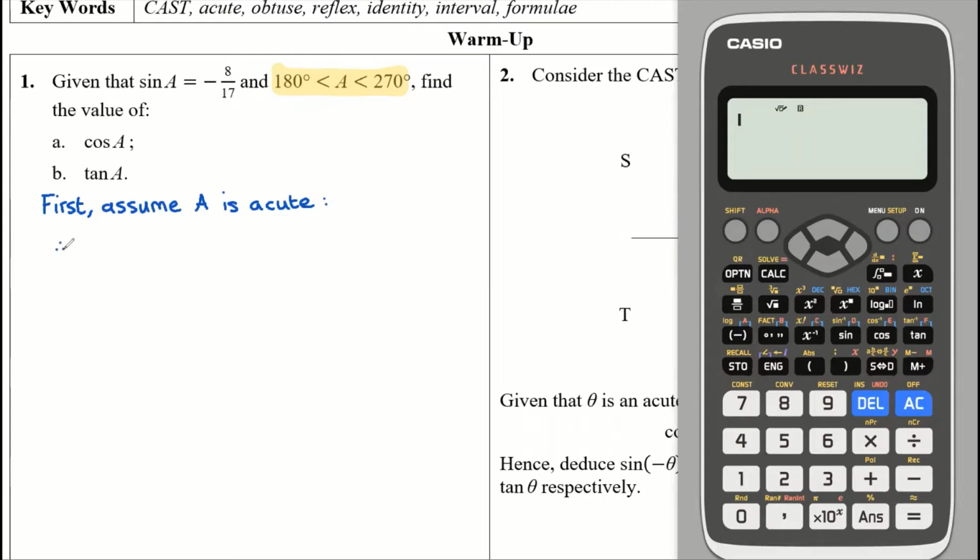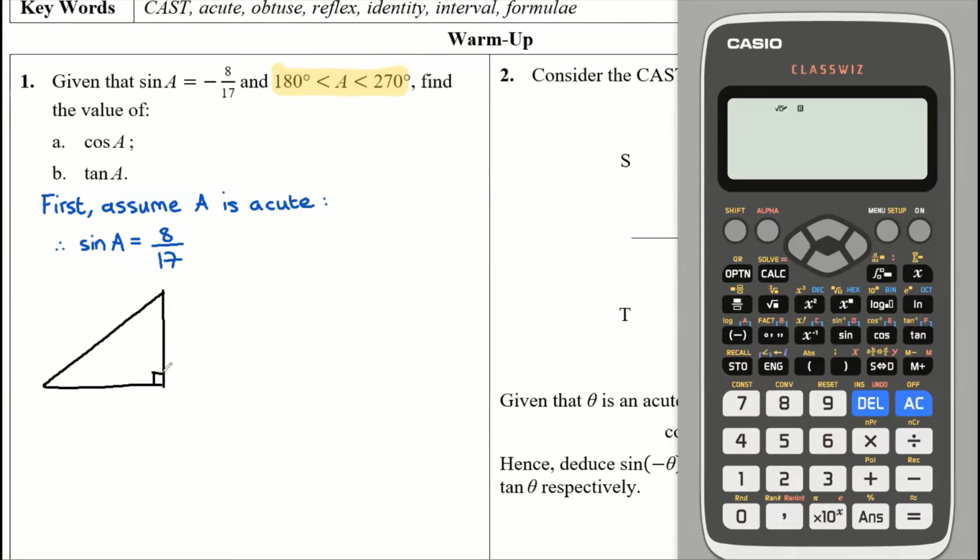So therefore, sine of A is just going to be 8/17. If it's an acute angle, the sine of the angle cannot be negative, because if it's in the first quadrant between 0 and 90 degrees, all of sine, cosine, and tan are positive, as you know from the CAST diagram. What I'm going to do now is draw a right angle triangle, and then we can simply find out what the cosine and tan are going to be.